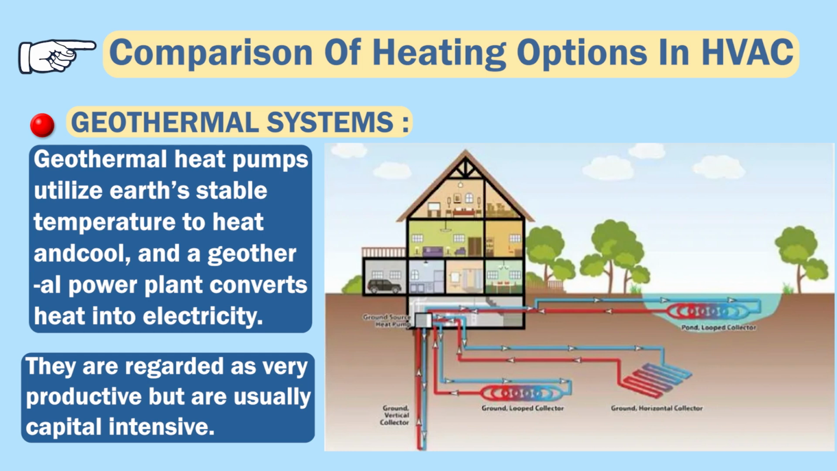A heat pump extracts this heat or transfers it to your house as needed. Some of its advantages are that it is highly energy efficient and environmentally friendly, and can be used for both heating and cooling. Some of its disadvantages are very high initial installation costs due to ground loop drilling, and it is also not suitable for all locations. Now, comparison of heating options in HVAC.